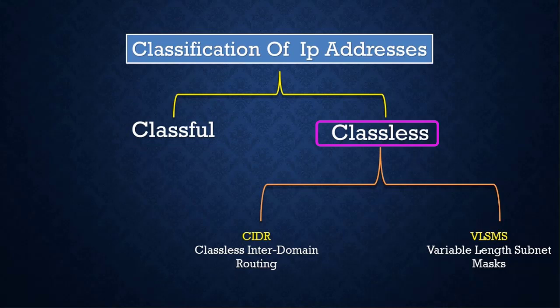Classless addressing is also called classless interdomain routing, CIDR. This addressing type helps to allocate IP addresses more efficiently. When the user requires a particular number of IP addresses, this method assigns a block of IP addresses according to certain rules. And this block is called a CIDR block and has the required number of IP addresses.